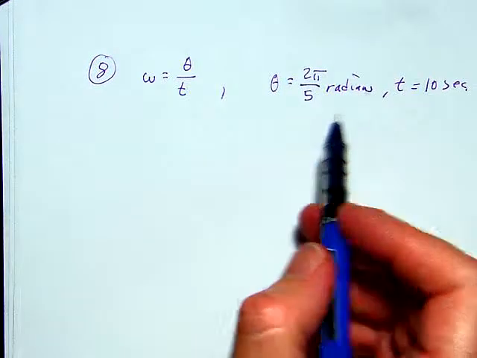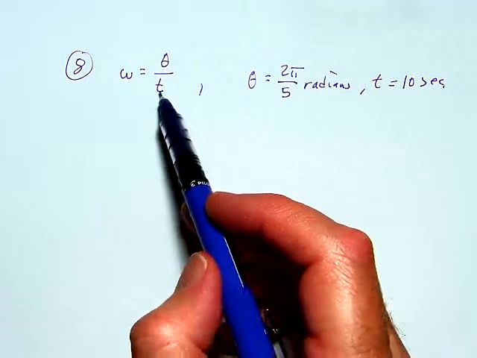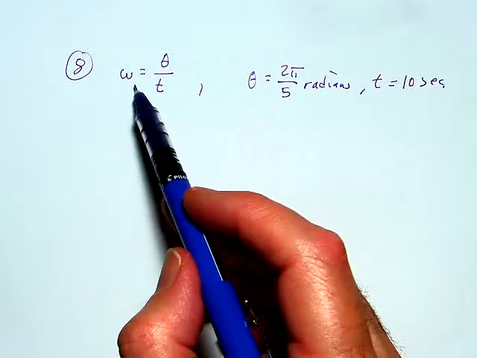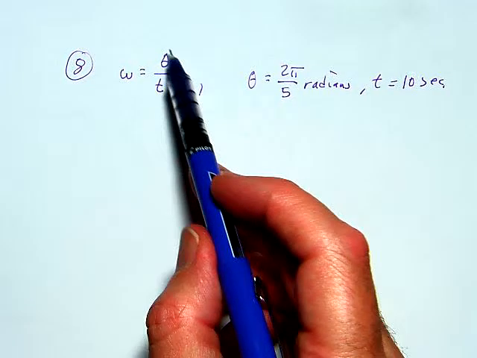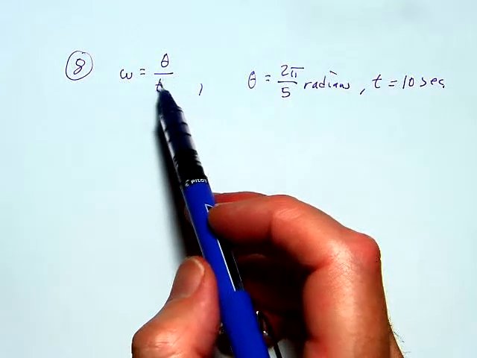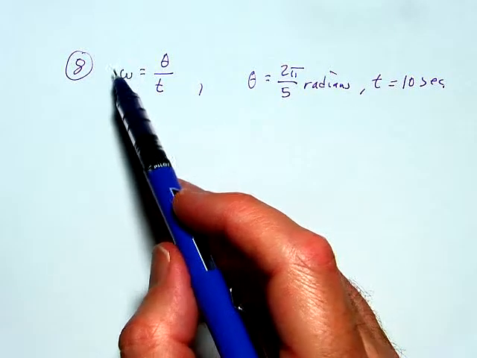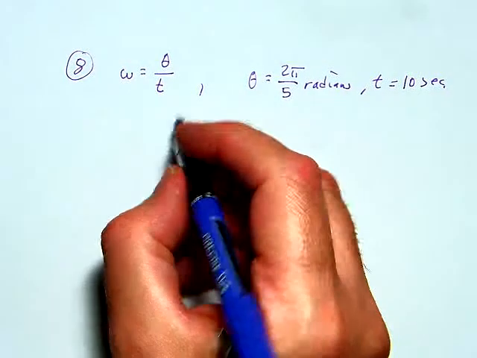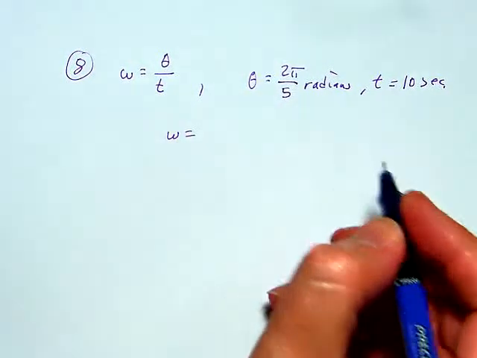Now what this is really saying is this is a formula for angular velocity. It's saying that if you go a certain number of radians in a certain amount of time, then you've got yourself a certain angular velocity. So we just have to plug into the formula to find the angular velocity.